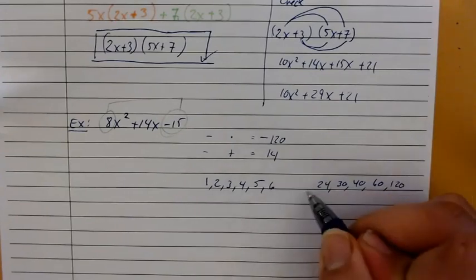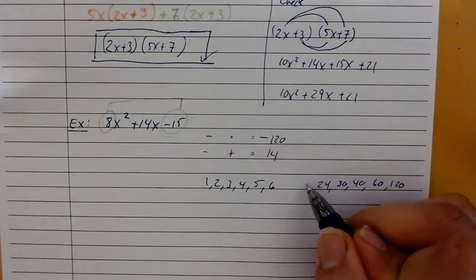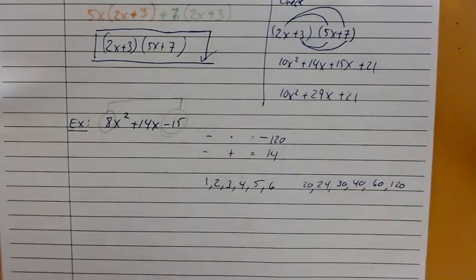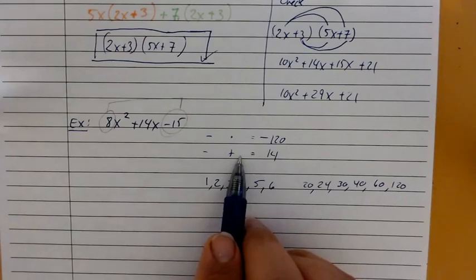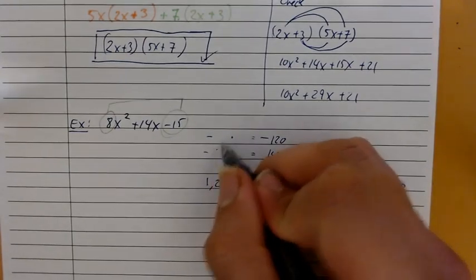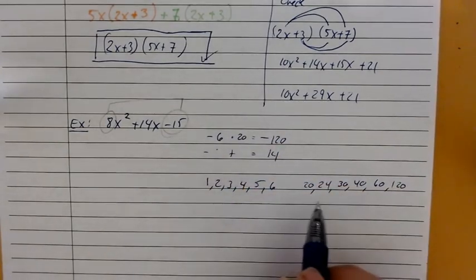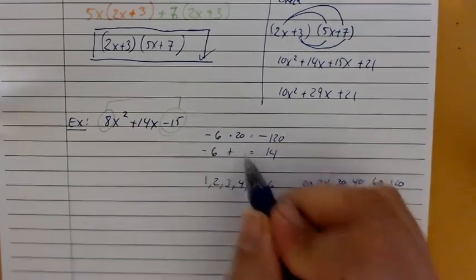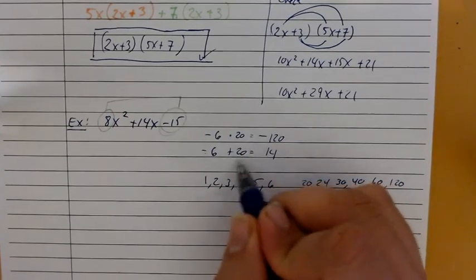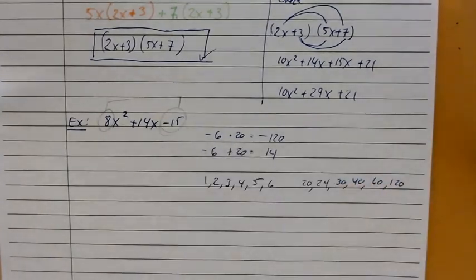But I think maybe the next one should work. If I divide this by 6, that's going to be 20. So let's try 6 and 20. If I do negative 6 and positive 20, yeah, that's it. That works. Negative 6 times 20 is negative 120. We know that for sure. But when we check this one, negative 6 and positive 20, keep the sign of the bigger number. So 20 minus 6 is 14. So there we go. Those are the two numbers, negative 6 and positive 20.